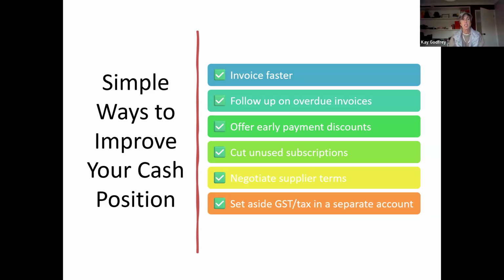And set aside GST and tax in a separate account. Please do this. Don't wait until the GST, the BAS, is due to be paid and see you don't have the money, that you've spent it on something else. Put it aside weekly if you can, and it's there for when you have to pay that bill. You may only estimate the amount, but that's good enough.